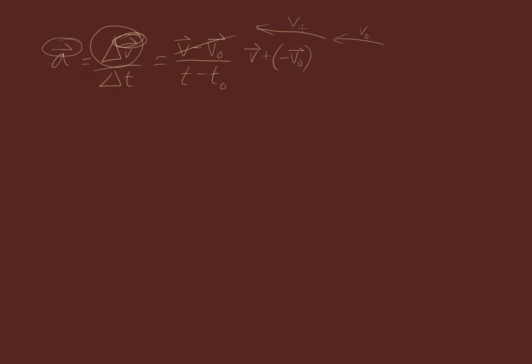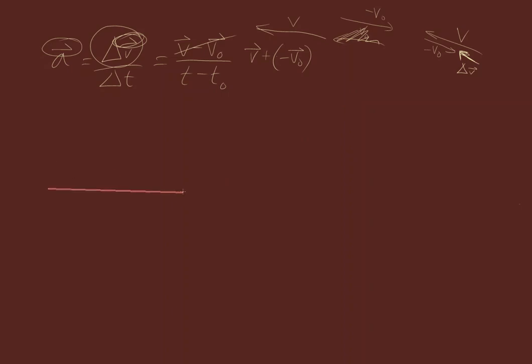So we can add V to the negative of V naught. Negative V naught would look something like this. We can't add this way, we need to add tip to tail. And so we can see here our acceleration is in the direction of V, because our change in velocity is in the same direction as V. Let me give you another example.